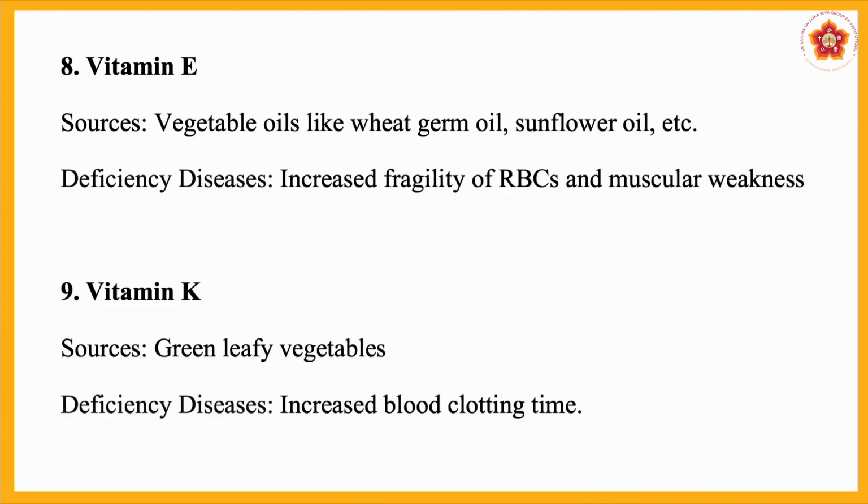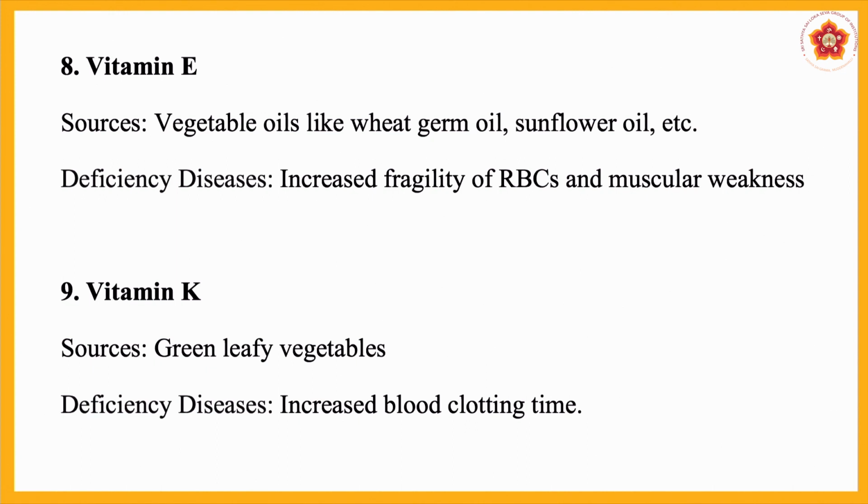So, next one, vitamin E. Sources are vegetable oils like wheat germ oil, sunflower oil, etc. Deficiency diseases are increased fragility of RBCs and muscular weakness. So, these are all the effects of vitamin E deficiency.